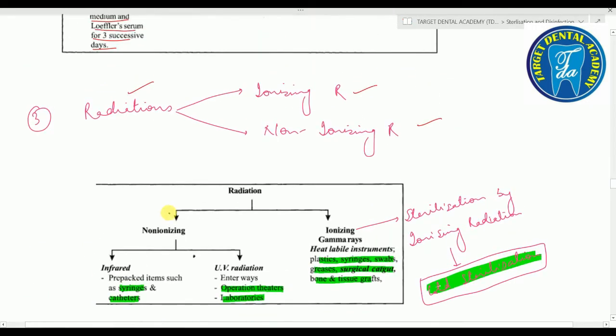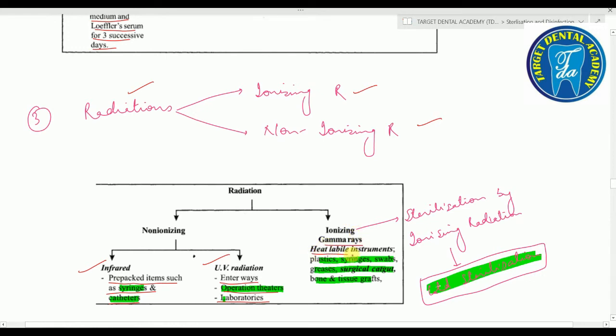In non-ionizing radiation we have infrared radiation and ultraviolet radiation. Infrared radiation sterilizes pre-packed items such as syringes and catheters, while ultraviolet radiation is used in operation theaters and laboratories. Second is ionizing radiation, or gamma radiation.